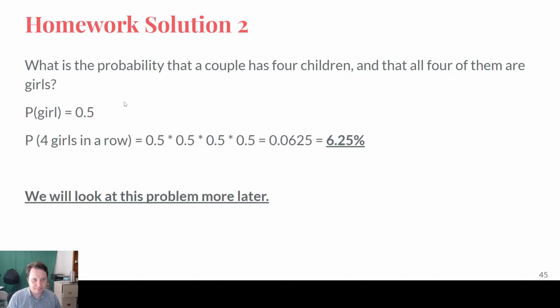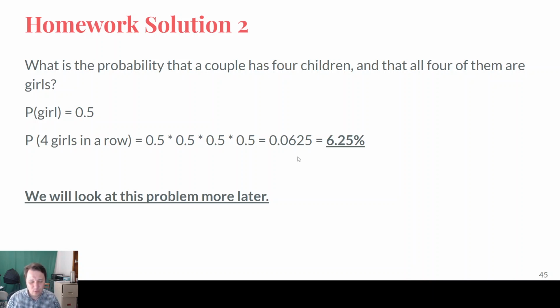Here's how you do it. Because the probability of a girl is 0.5, the probability of 4 girls in a row would be 0.5 times 0.5 times 0.5 times 0.5. And that gets small pretty quickly. Whenever you have compound events, the probabilities get small real fast. You'll notice that there's only a 6.25% chance of that happening, which is about 1 in 16.